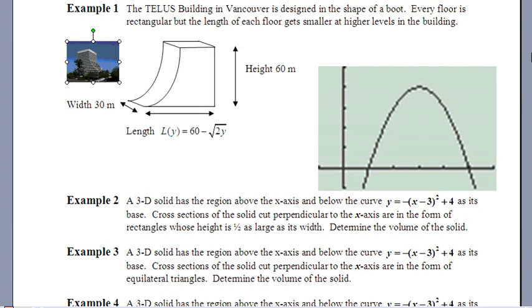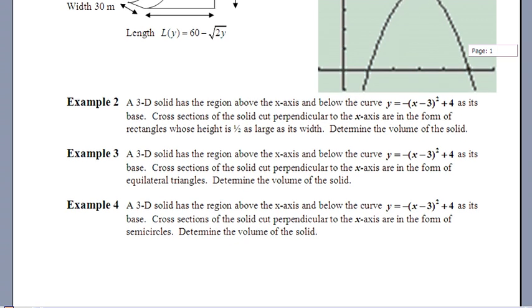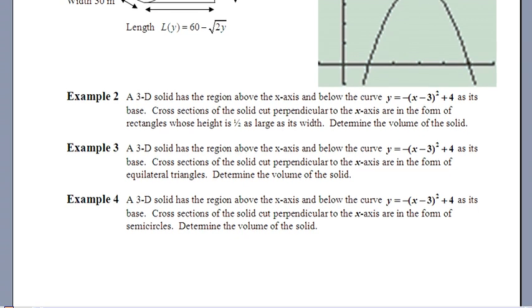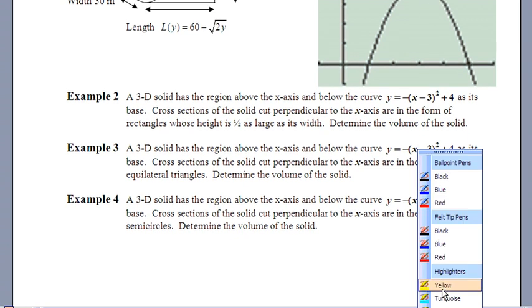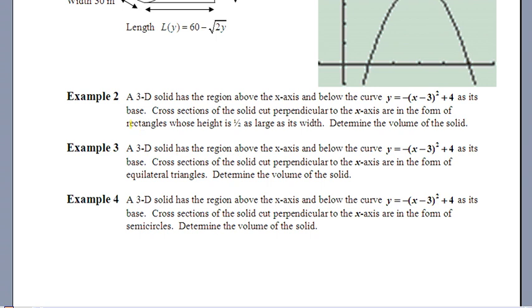Looking at all of the examples that we're going to finish up here today, examples 2, 3, and 4, they're all essentially exactly the same. The only difference is what these cross-sections are. At the beginning, they're going to be rectangles. Then we're going to have equilateral triangles, and then we're going to have semicircles. So once we've got this thing dialed in once, it shouldn't be too bad.